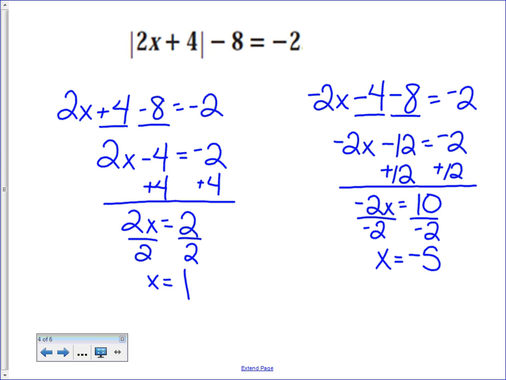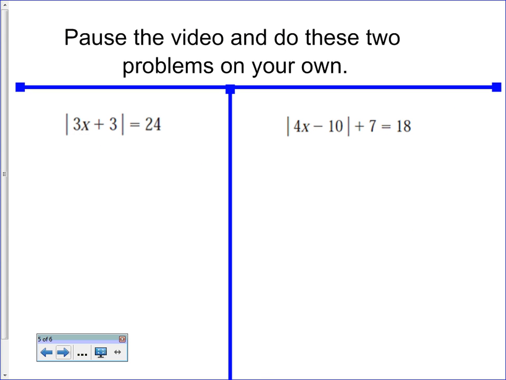So remember, the only time you change the sign of the terms is inside the absolute value bars. In this case, our minus 8 was not inside the absolute value bars, so we left that alone. Pause the video, do the two problems you see on your screen right now, and then click play again, and let's see how you did.